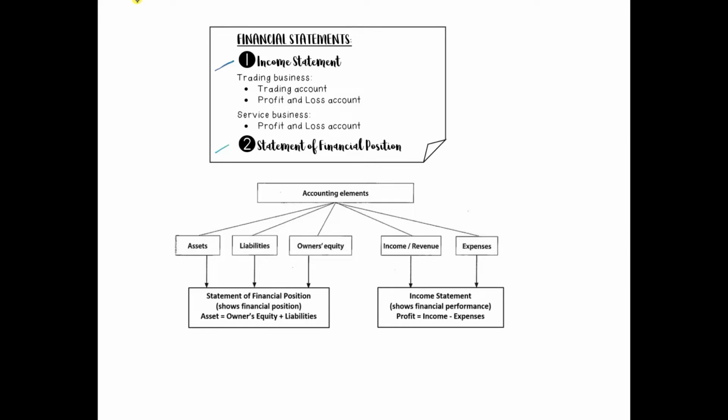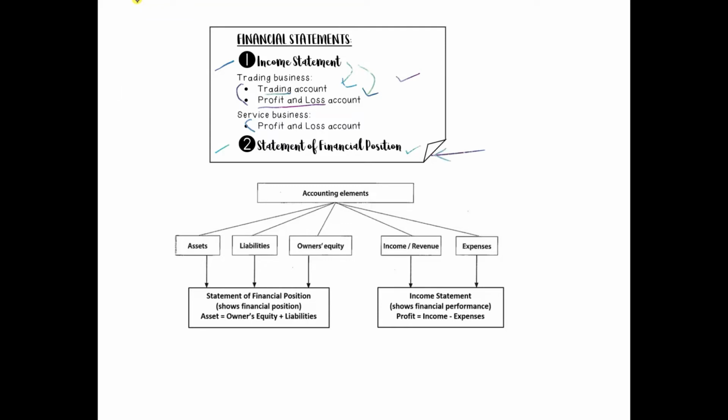So we have already covered that the income statement is made up of the trading account and the profit and loss account, okay? So a trading business has these two, and a service business does not have the trading account, so they have only the profit and loss account, okay? And then the other one is the statement of financial position, which we are going to be covering today. So we have done the income statement, the trading account and the profit and loss account. So this is what we are going to be talking about today, okay?